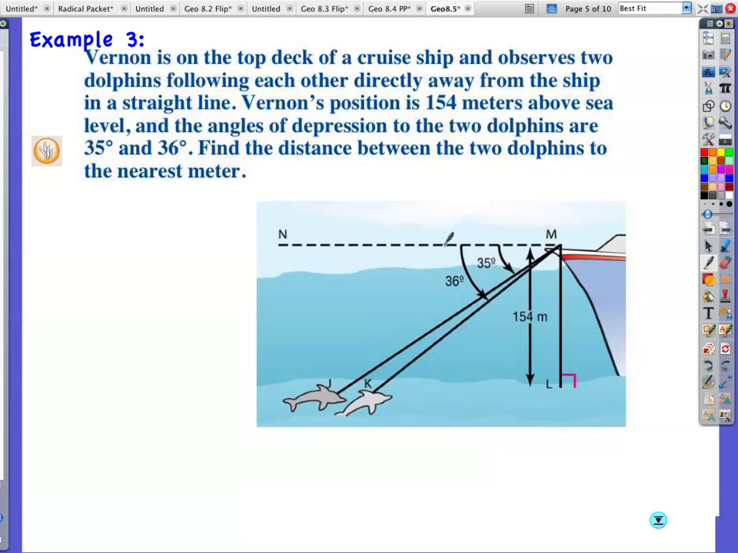This is your horizontal, and this is your depression right there. I know a lot of kids, they want to put it right in here. You can see that mistake happen really easily. Find the distance between the 2 dolphins. Sneaky, sneaky. All right, so what we want to do here is we're going to start with this first triangle.